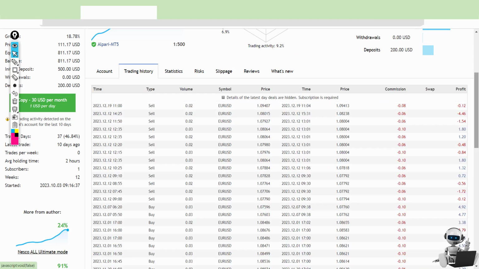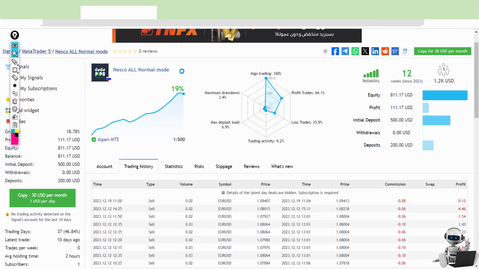So he does not say which mode. All this is normal mode, so he did not input any setting, just left it on default mode, whatever that is.